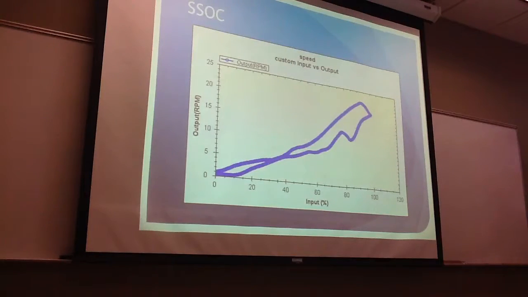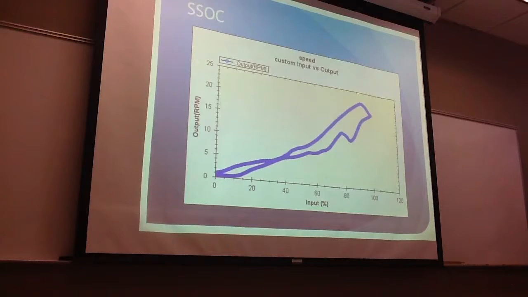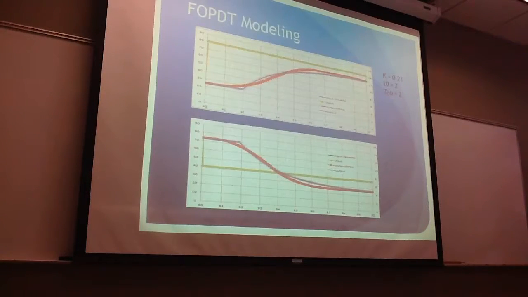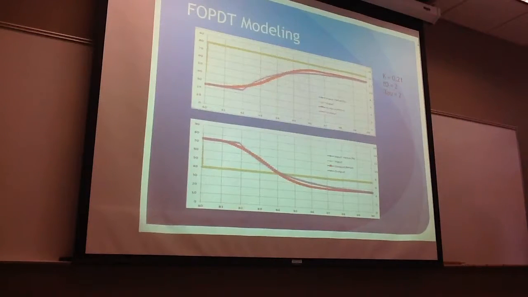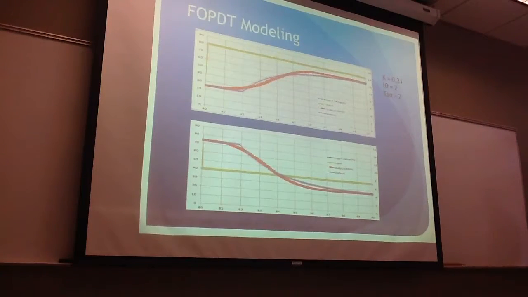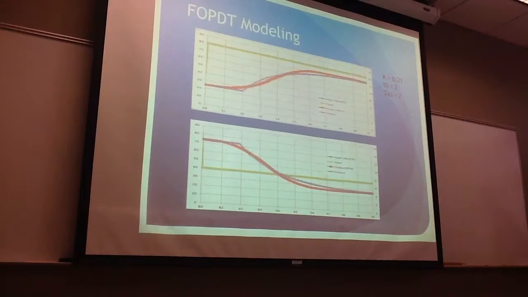Here is a step test of the water flow system that we have, where we got our gain, dead time, and time constant. Here's our FOPDT of our upper and lower slope, and the values that we got for dead time, gain, and time constant.